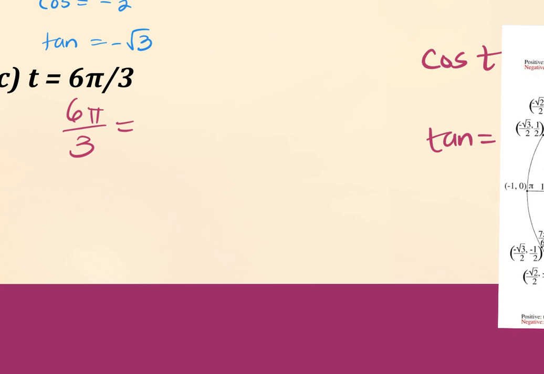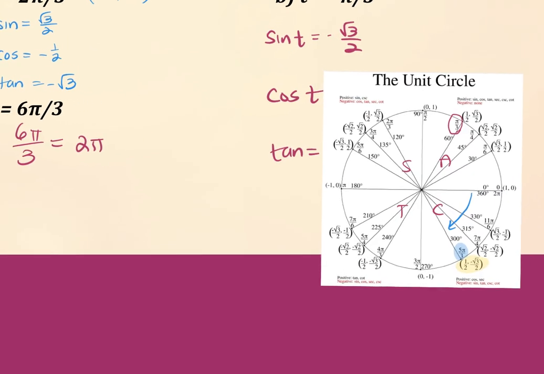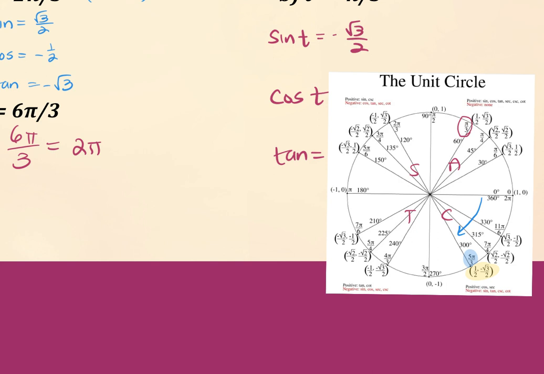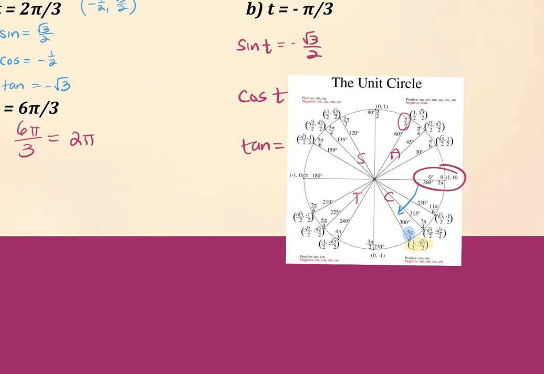Can I simplify it first? Yes. 2 pi is located where? Where's 2 pi on your circle? Thank you. All the way on the right-hand side, where 0 is, right? So my sine is the y, which is 0. My cosine is the x, which is 1. And my tangent, we said, would be y over x, or 0. Questions so far?